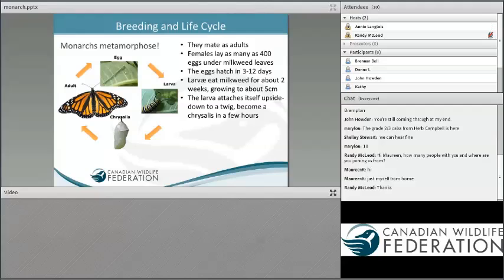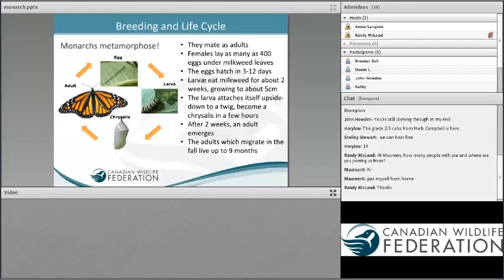Then when it's big enough, it will find a twig to attach itself, and it will actually stay upside down. So with their heads down, they attach themselves by their hind feet on a twig, and in a few hours they become a chrysalis, which is the cocoon that you see at the bottom there. So if you see those green cocoons, it's possibly a monarch. So the chrysalis stays like that for about 2 weeks. And after 2 weeks, an adult emerges from the chrysalis. And so that's basically the life cycle of the monarch.